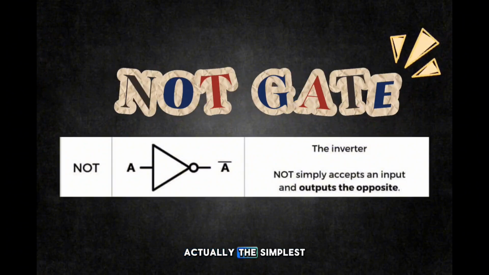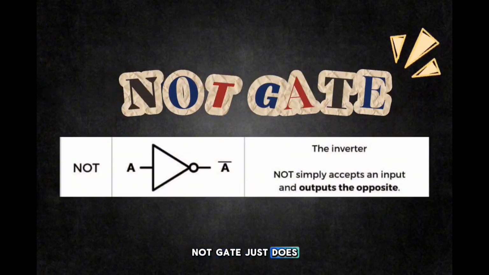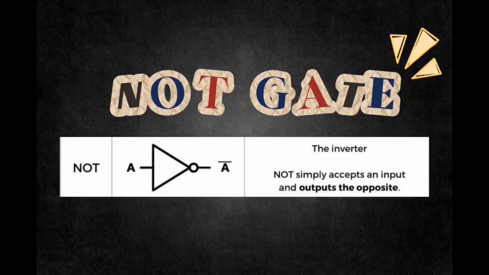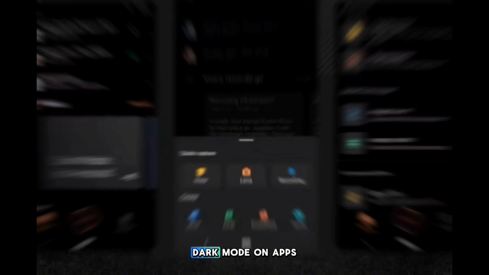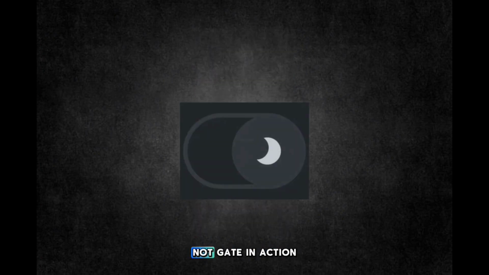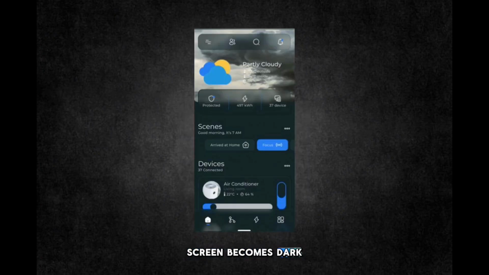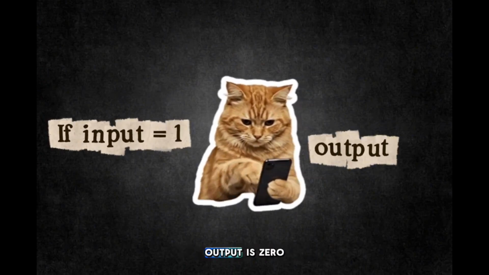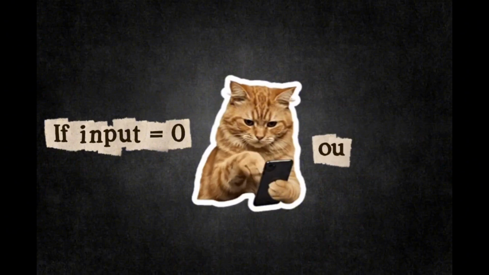The third logic gate is the NOT gate, and this one is actually the simplest. NOT gate just does the opposite of whatever the input is. It flips or inverts the signal. Let me show you some examples. Dark mode on apps. When light mode is active, screen is bright. When you toggle it, NOT gate in action, screen becomes dark. It switches to the opposite. The NOT gate only has one input and one output. It simply inverts whatever comes in. If input is 1, output is 0. If input is 0, output is 1.